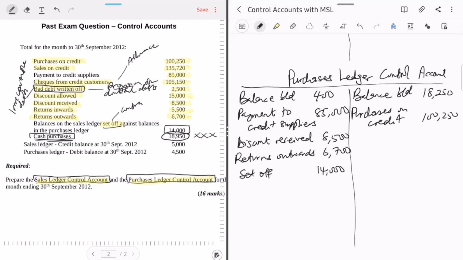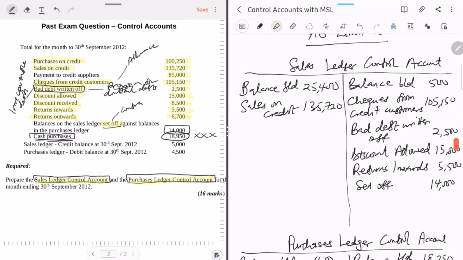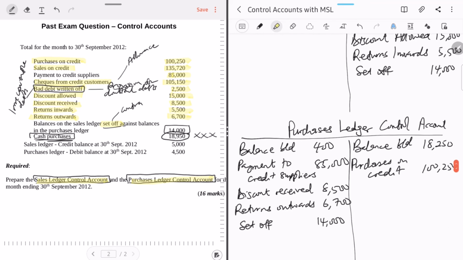All right. Final thing they did is they gave us sales ledger, credit balance at the end of the month, and then purchase ledger, the debit balance at the end of the month. All they are doing here is to give us the minor. Remember when we started, both accounts had what? Small balances on the opposite side. So sales ledger had a small balance on the opposite side. Purchase ledger had a small balance on the opposite side. So we've been given those balances.